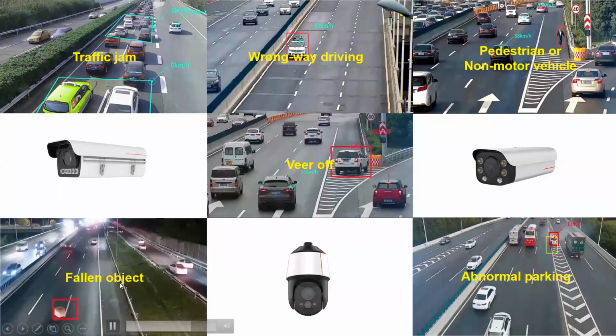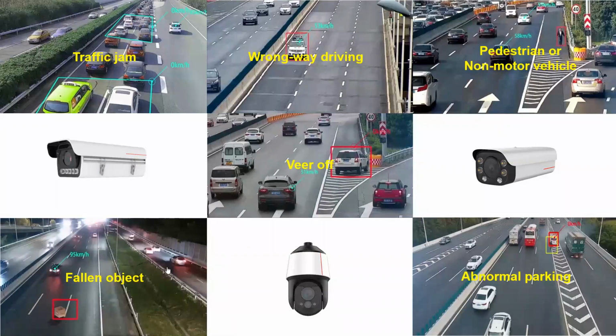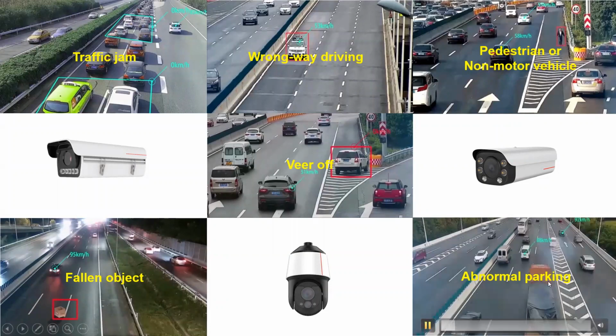This algorithm usually detects the fallen object several seconds after the object has fallen, because the AI function needs to detect whether there's a not-moving object. If something is only moving after 1 second, you cannot detect it as a fallen object, right? This is the abnormal parking.